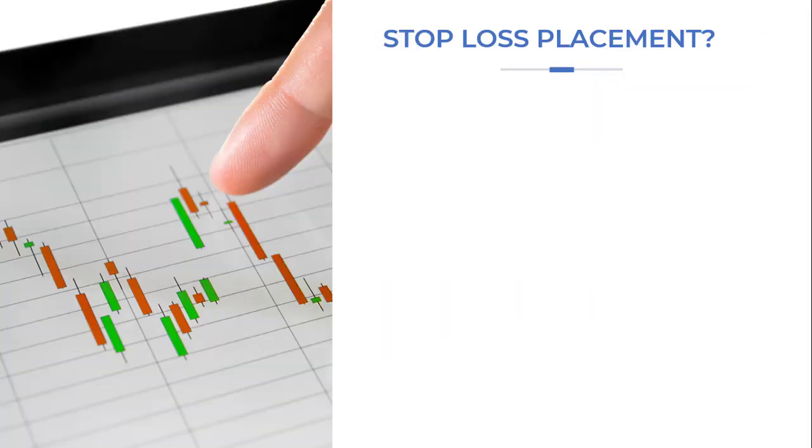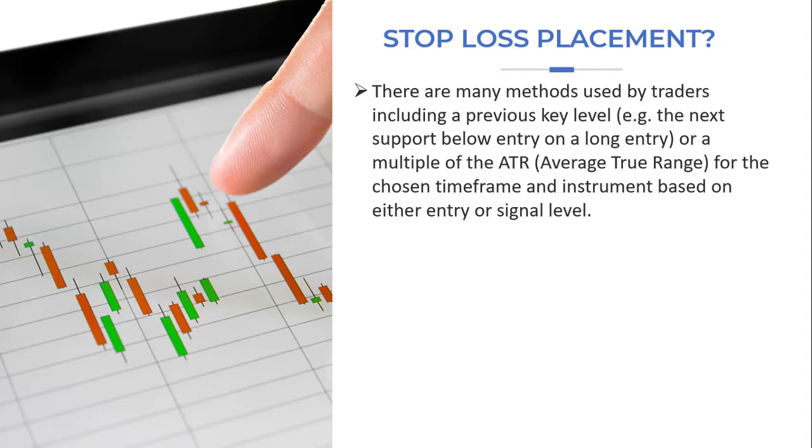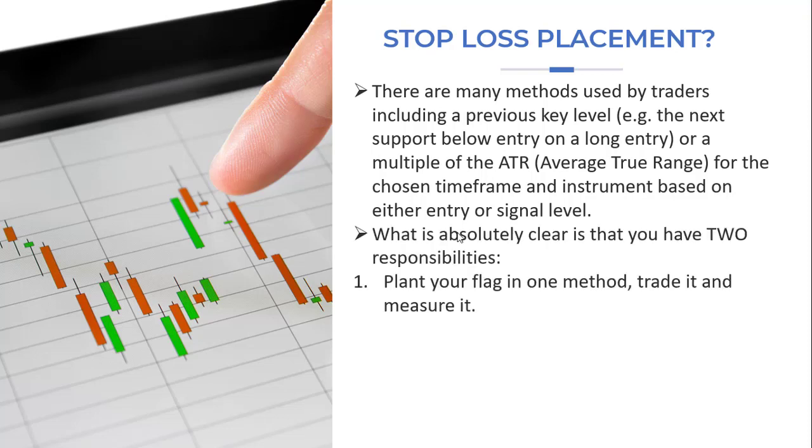Number 2 challenge, of course, is where do I place my stop loss? There are many methods used by traders, including a previous key level, for example, the next support below entry, or a multiple of an average true range, for example, 1.5 ATR for the chosen time frame and instrument that you're actually using. And you've got to plant your flag in one method. Make sure you trade it religiously and, of course, measure it.